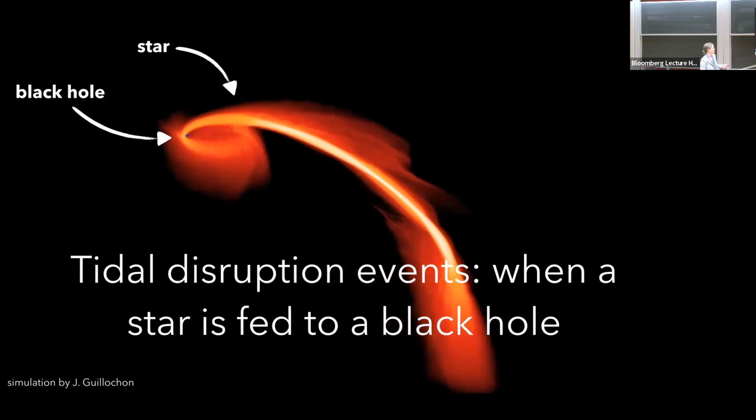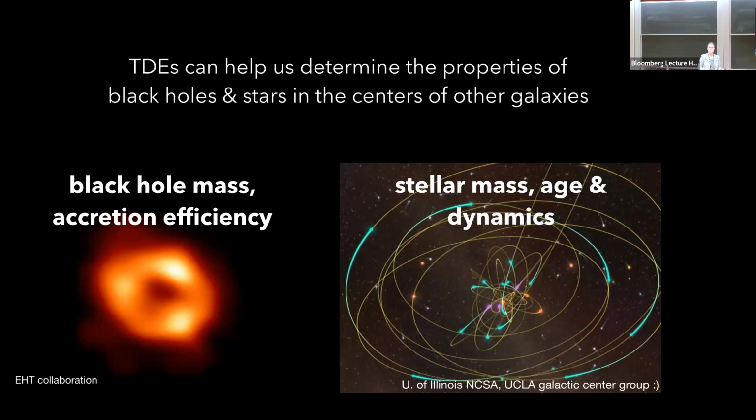And so TDEs can help us determine the properties of both the stars and the black hole in the centers of galaxies. On the black hole side, we can learn about the mass, the accretion efficiency, in some cases even the spin of these black holes. And for stars, we can learn about the properties of the star as well as their dynamics on size scales that are really difficult to probe outside our own galactic neighborhood.